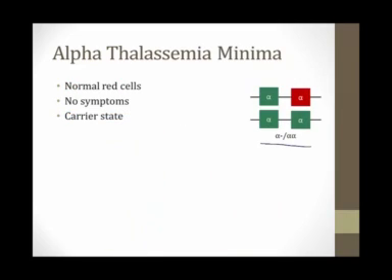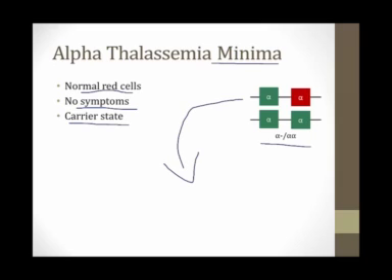Patients who are missing just one alpha globin chain have what's called alpha thalassemia minima. These patients have normal red blood cells, they have no symptoms, they simply have the carrier state, and the biggest risk for them is that they can pass this gene on to one of their offspring, and if their offspring inherits another abnormal gene from their partner, then that offspring can have a more serious form of alpha thalassemia.